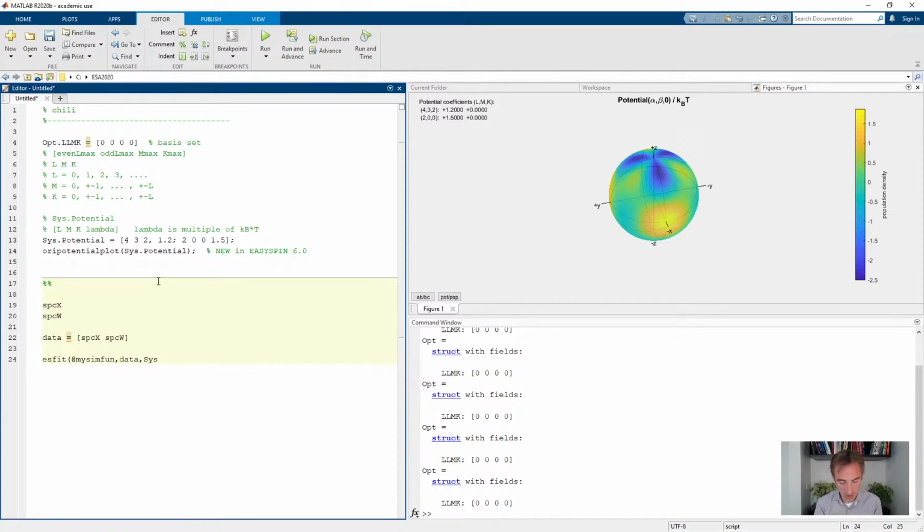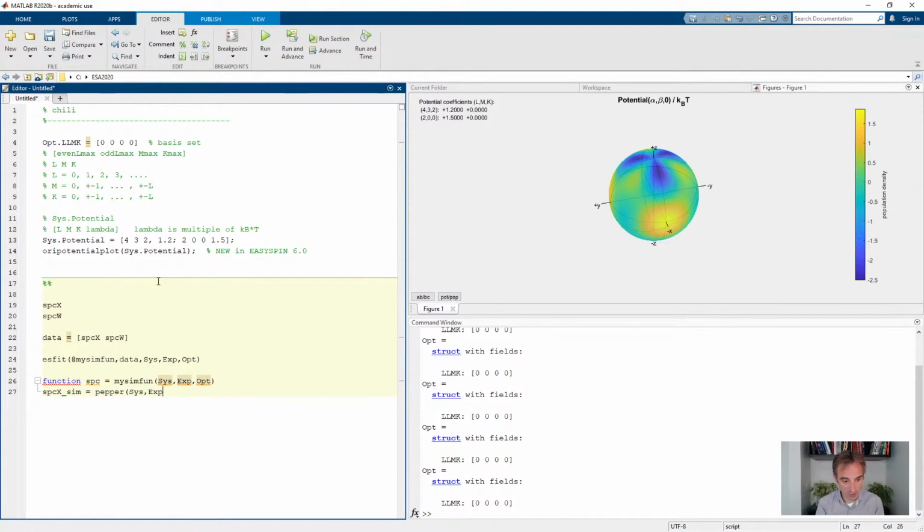Probably sys and then exp and opt. And now you have to write your own simulation function that returns the same type of data, which means an X band spectrum attached to a W band spectrum. So let's do it quickly. My sim fun, it just takes sys, exp and opt. And what you can do now, you can simulate your X band spectrum. Let's call it simulated X band spectrum using pepper.